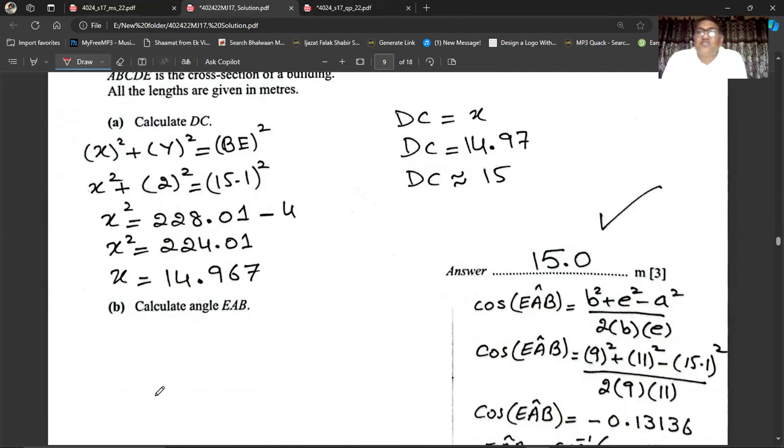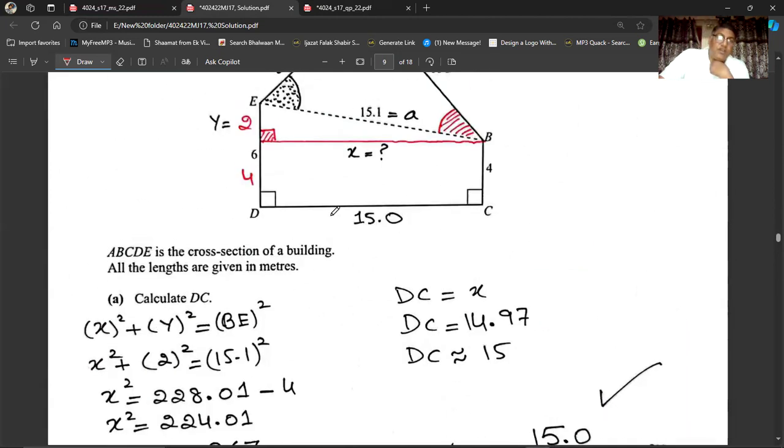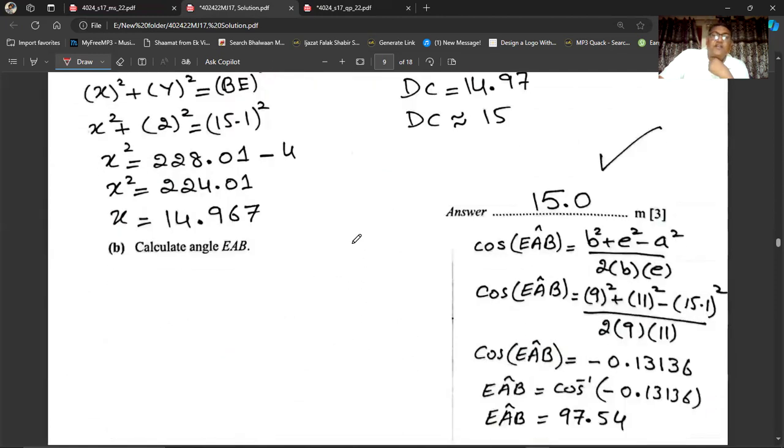So 15.1 square is 228.01 and minus 4, and x square will be equal to 224.01. Take square root on both the sides. So you will have x equals 14.967. The DC here is equal to the x. So the DC will be 14.97. So the DC is approximately, when you round it off to 3 significant figures, 15.0. So this is approximately 15.0.